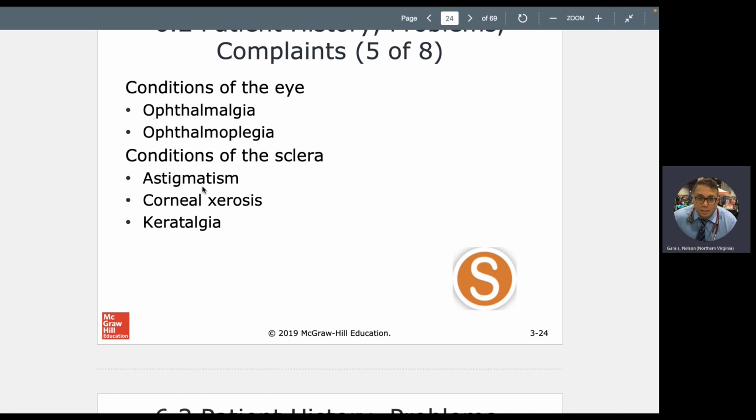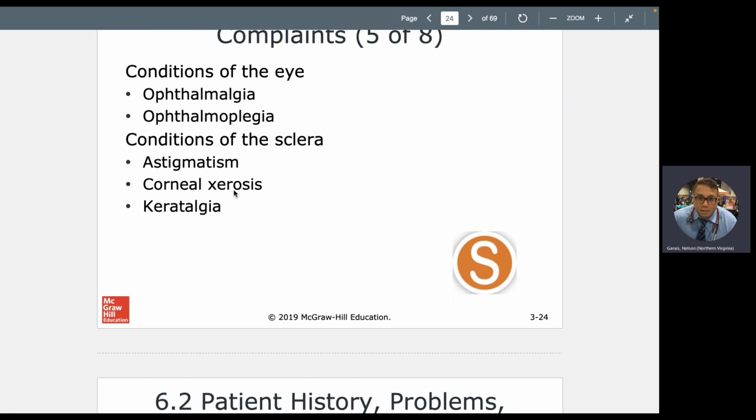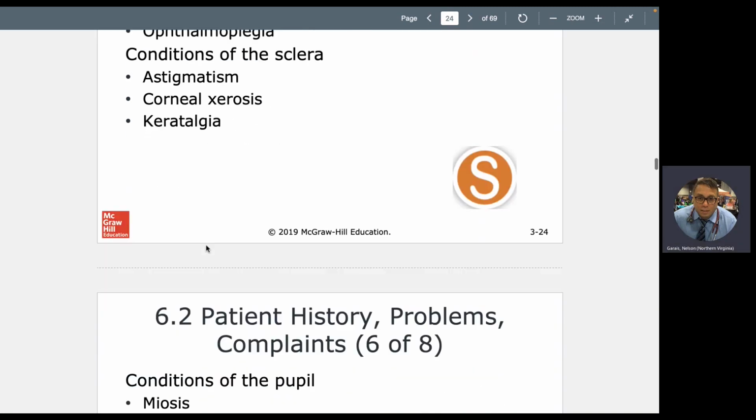Astigmatism is when the shape of the eye is not circular. Your eye naturally is circular, but if you have an astigmatism, it's closer to an egg than a golf ball. Corneal xerosis, remember, xero means dry, osis, abnormal condition of your cornea. Your cornea should be moist because of tears, and if it isn't, we have a problem. Keratoalgia, the hard surface of your eye is going to have some pain.